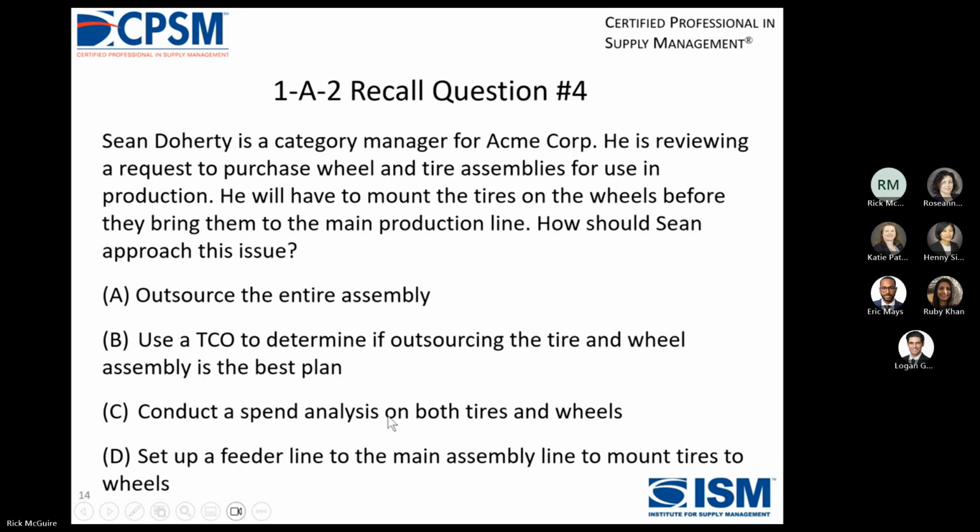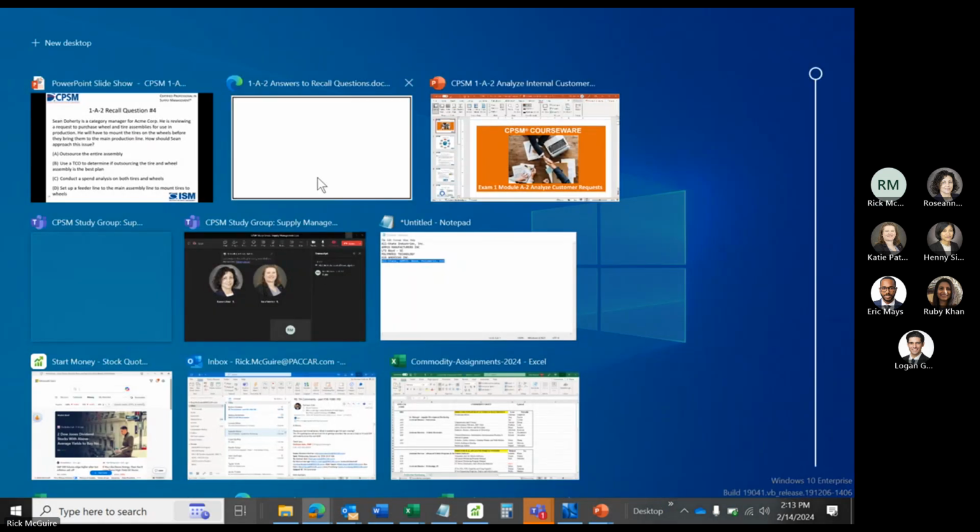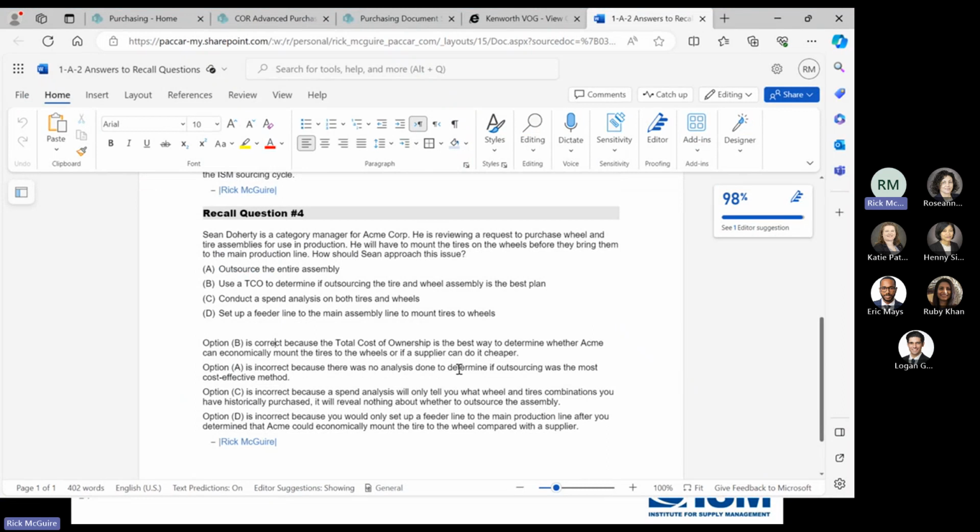B. Yeah, I think it's going to be B or C, and TCO is usually where they'll go with this kind of stuff. Let's see what they have to say. Yeah, B, to determine TCO. What's wrong with C? It will only tell you what wheel and tire combinations you have historically purchased. It will reveal nothing about the outsourced assembly. Yeah, TCO would cover more than just the spend analysis on the wheel and the tire, which is what they mean when they say that.